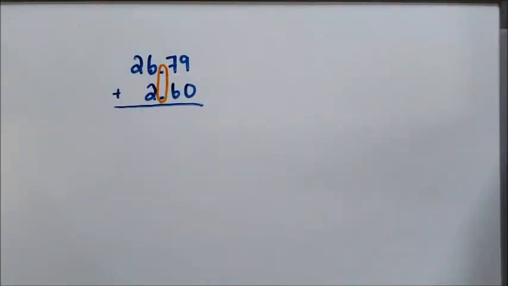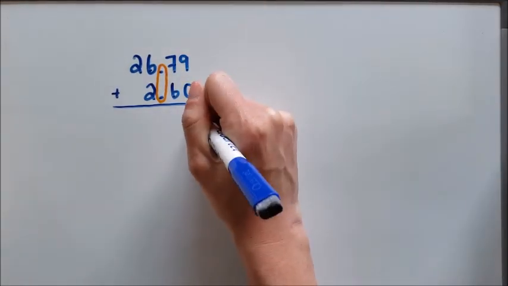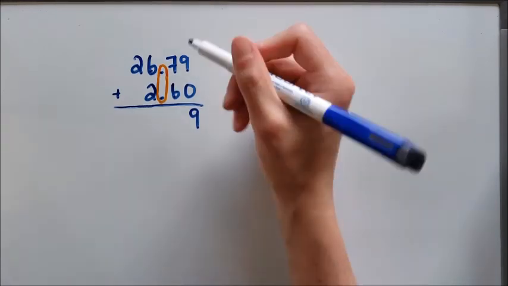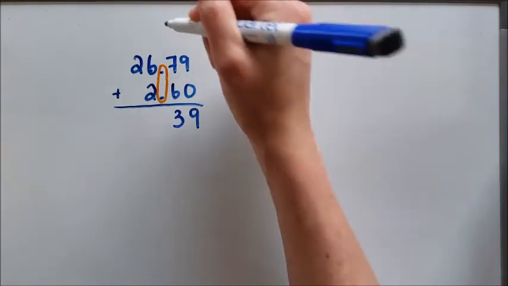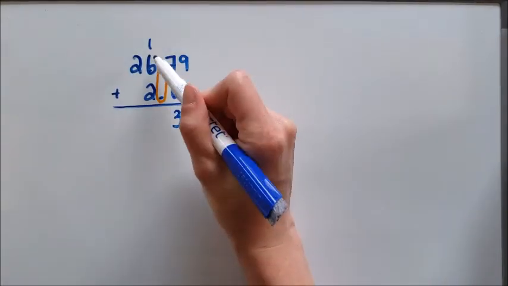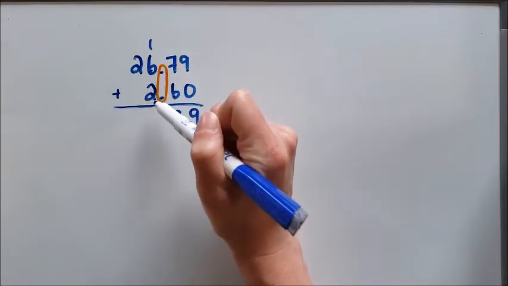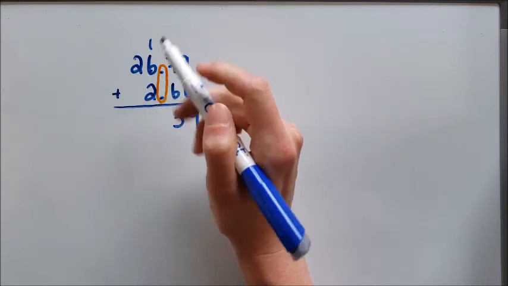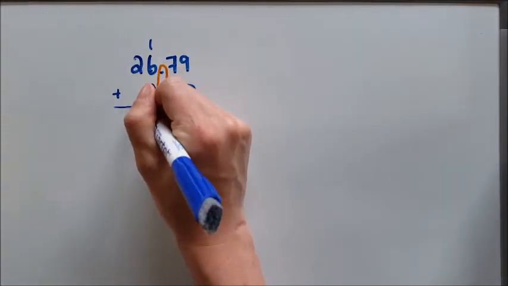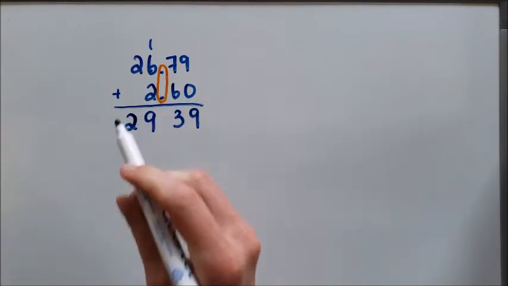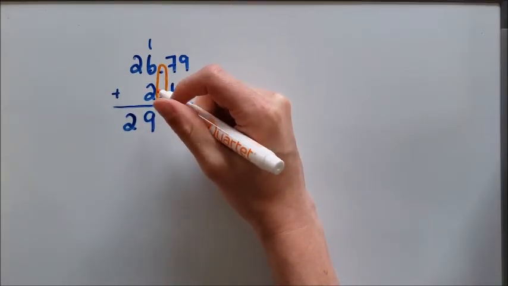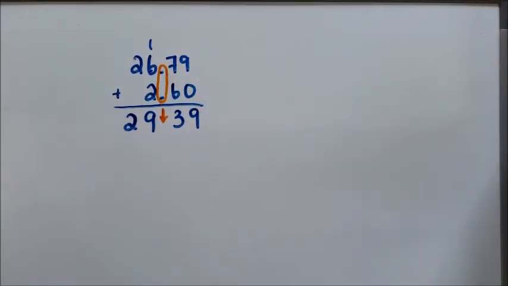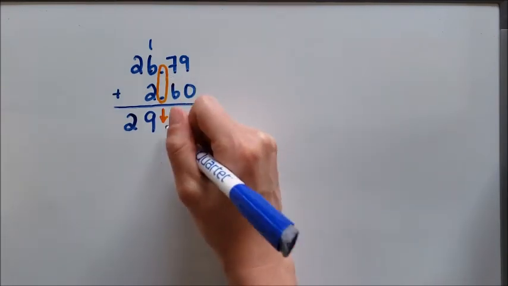Once I've done that, I'm going to add the same way that I have always added. So 9 plus 0 is 9. 6 plus 7 is 13, so I'm going to write a 3 down here and carry the 1. 1 plus 6 is 7, plus 2 is 9, and 2 plus nothing is 2. Now the big trick with this is that we take that decimal and we drop it straight down into the answer in the same position.